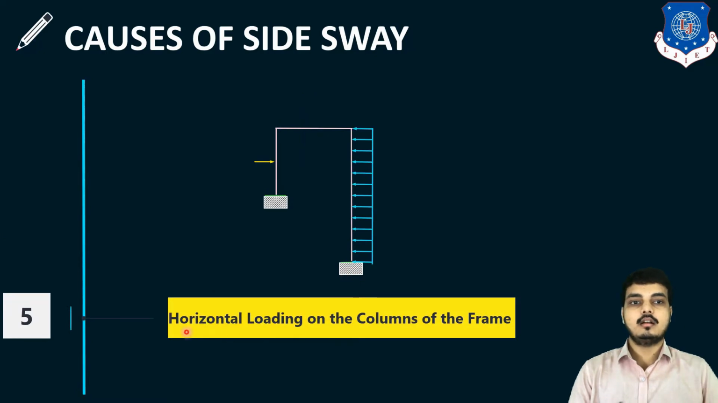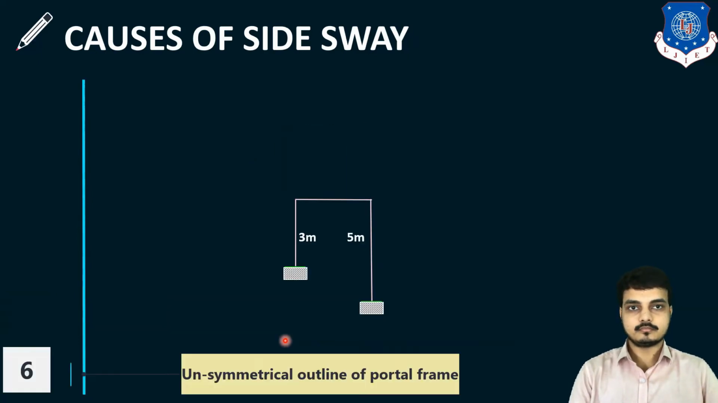Now our next point is horizontal loading on the columns of the frame. Here you can see that there are horizontal loadings given on the column. If loading is applied laterally, there will be chances of sway occurring in the frame. So if there is a horizontal load, there will be sway. So our fifth point is horizontal loading on the column.